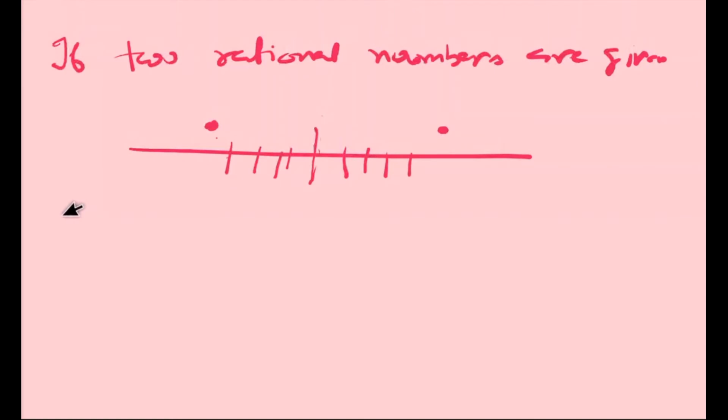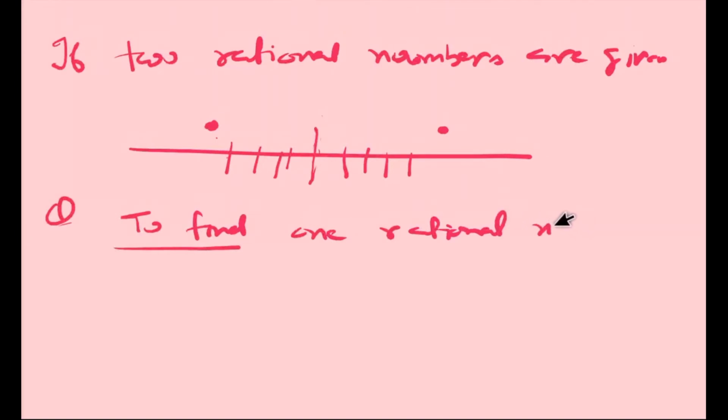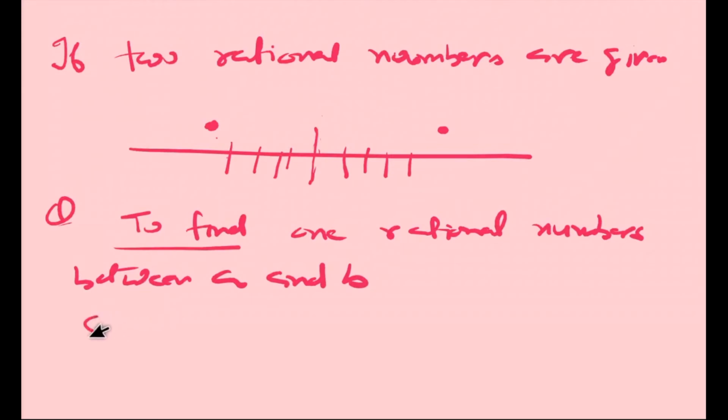Okay, now first, to find one rational number between a and b, the answer is (a plus b) upon 2. Using this formula, you can find one rational number exactly between two given rational numbers.